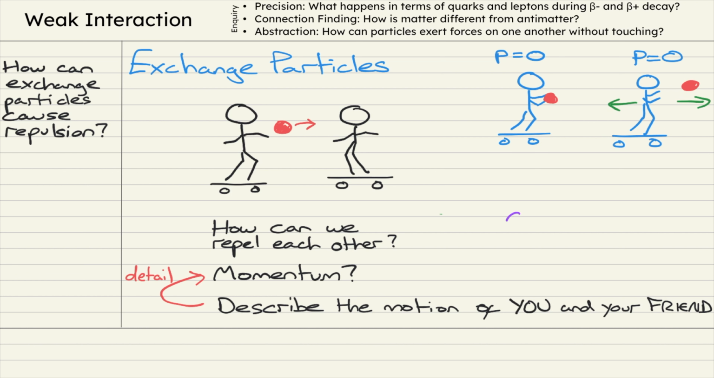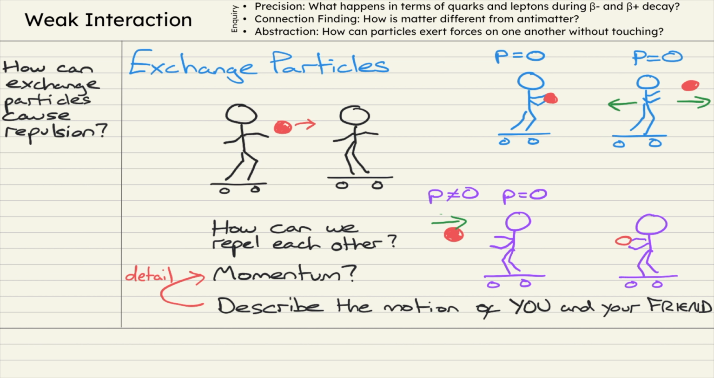Your friend starts off with 0 momentum as well, but the ball, when it arrives, has got non-zero momentum, so when they catch the ball, they must roll backwards. You have repelled one another. In this analogy, the bowling ball was an exchange particle. It was exchanged between 2 friends.